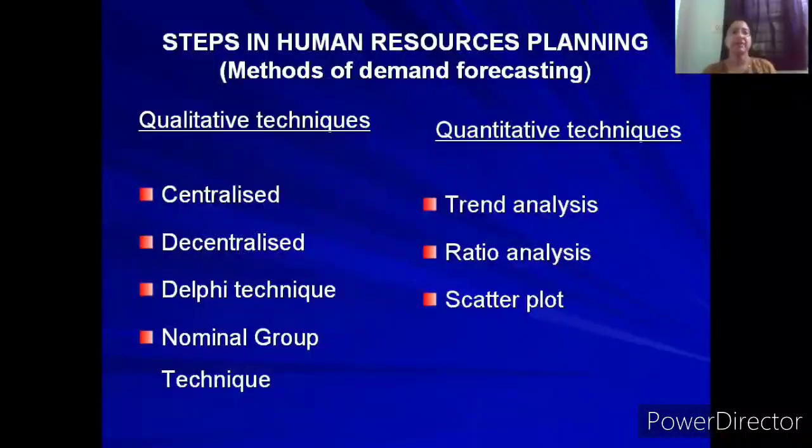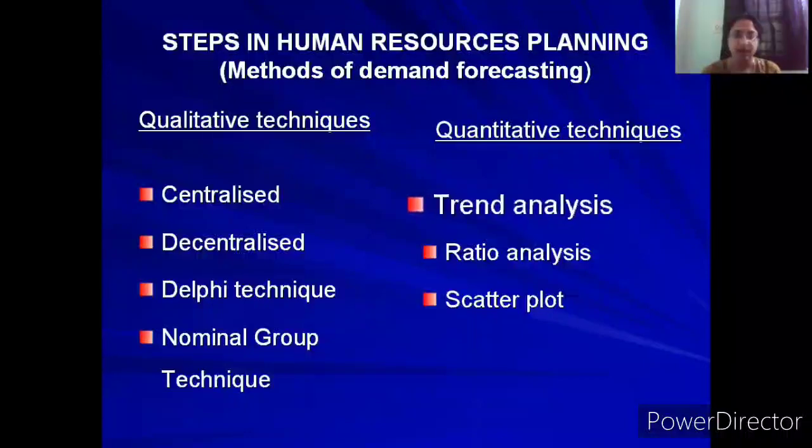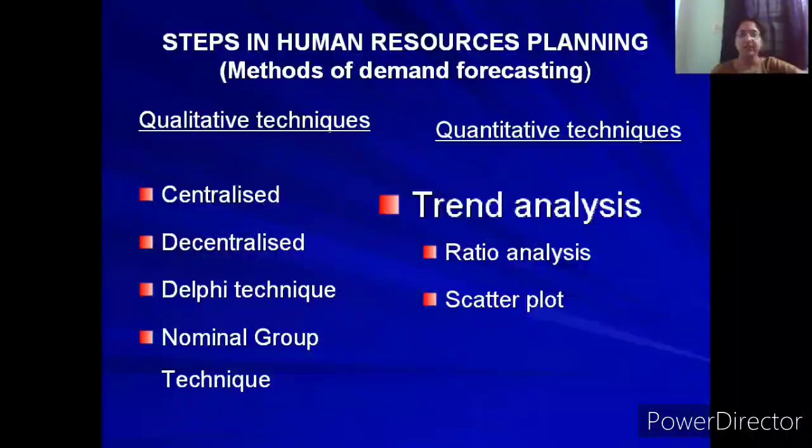So all this while we were speaking about the qualitative techniques for demand forecasting. Now moving on to the quantitative techniques for demand forecasting, there are 3 quantitative techniques: trend analysis, ratio analysis, and a scatter plot. So first let us understand the meaning of trend analysis. See, trend analysis makes an assumption that whatever has been happening over the past, a similar thing is expected to happen even in the future also.